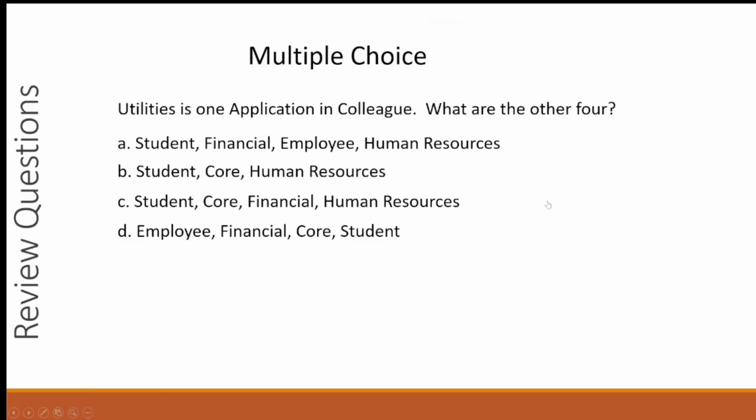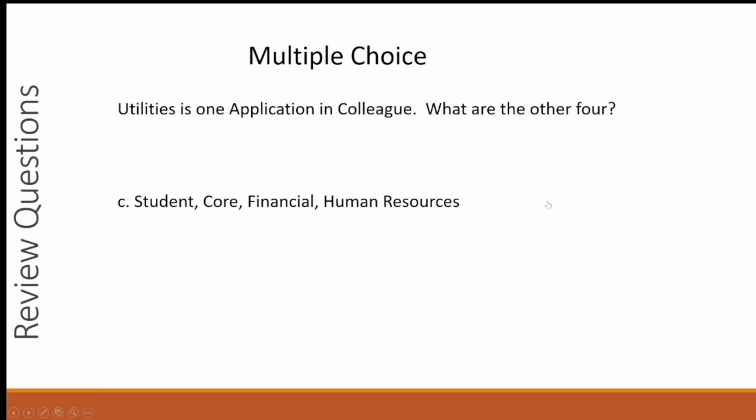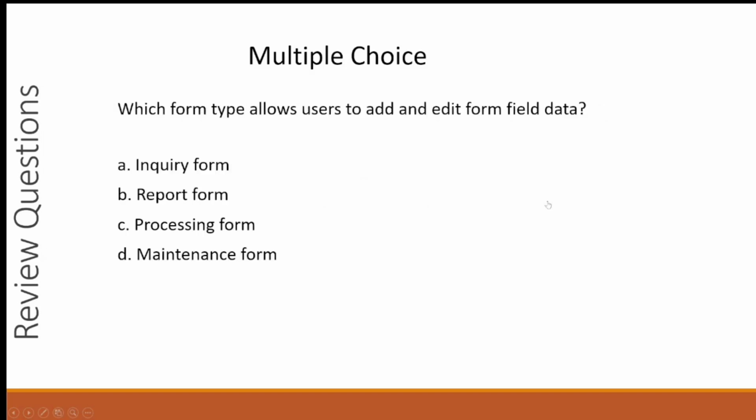Utilities is one application in Colleague. What are the other four? If you said Student, Core, Financial and Human Resources, then you are correct. Which form type allows users to add and edit form field data? If you said maintenance form, then you are correct.